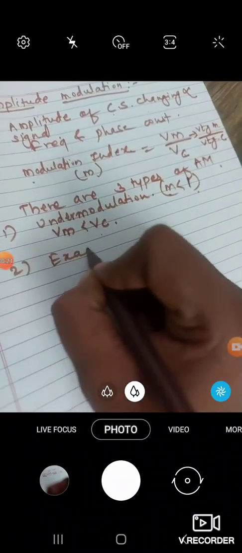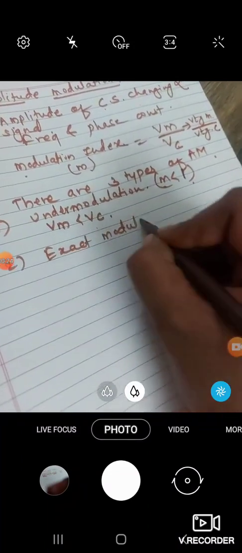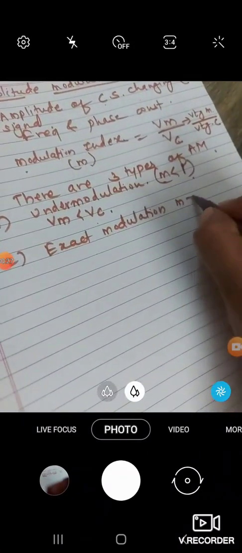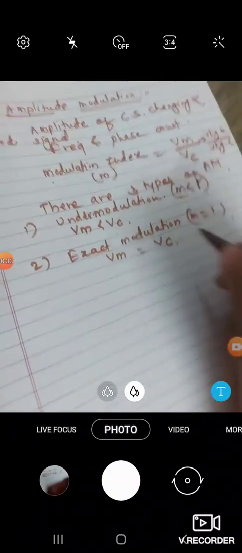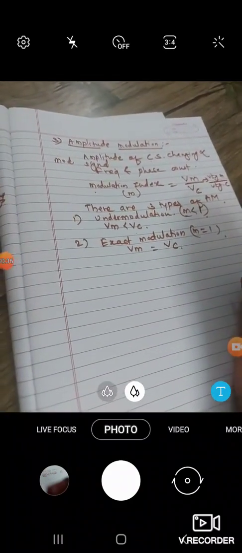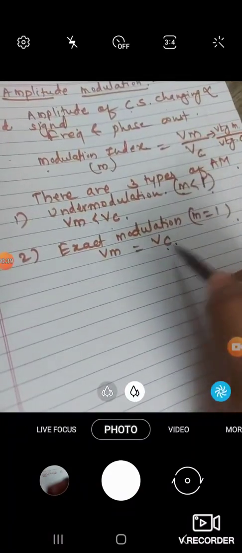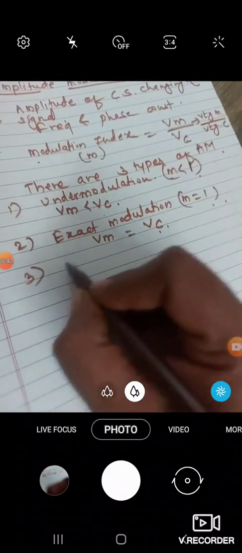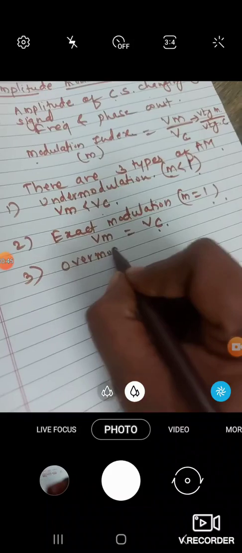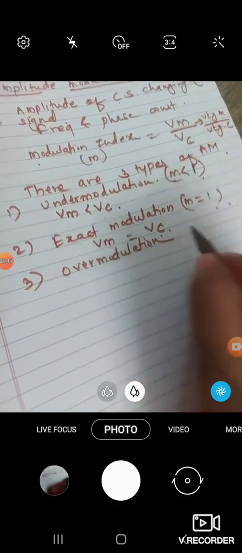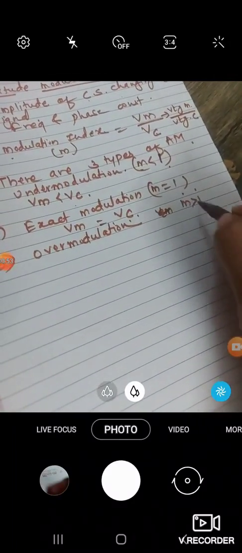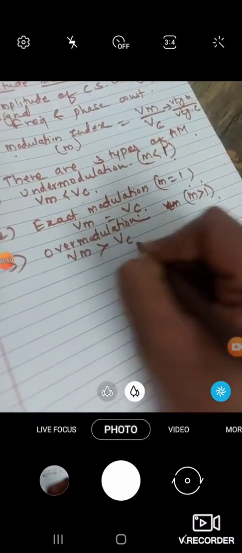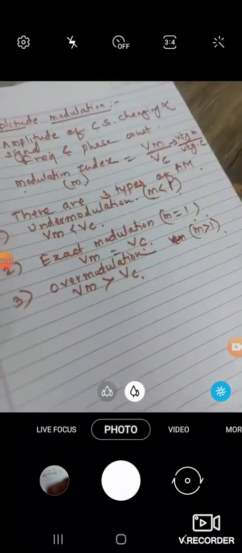Then the next condition is exact modulation. What happens in exact modulation? m is exactly equal to 1. So in that case Vm is equal to Vc. That is the concept of exact modulation: Vm is equal to Vc and m is equal to 1. And the third condition is over modulation. In over modulation, m is greater than 1, which means by default Vm is greater than Vc. That is the third condition of amplitude modulation.